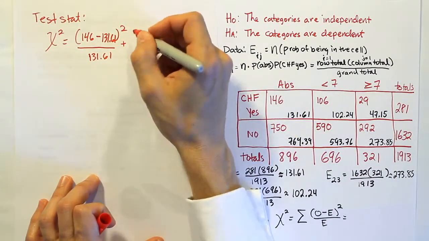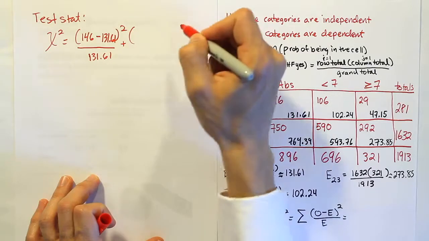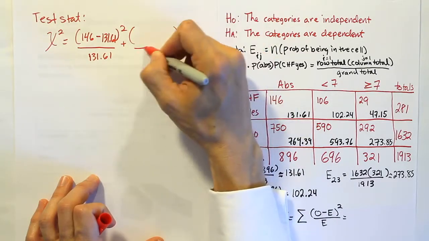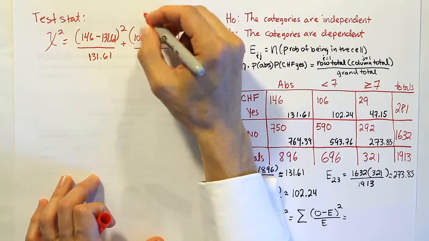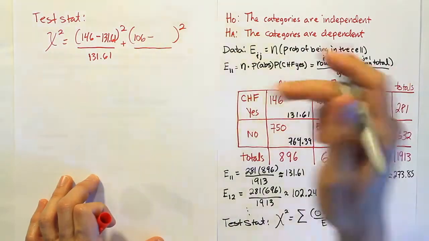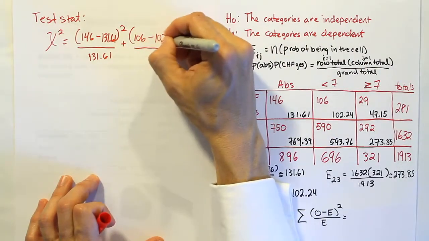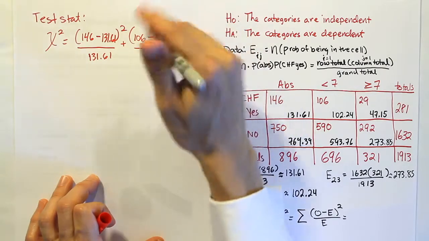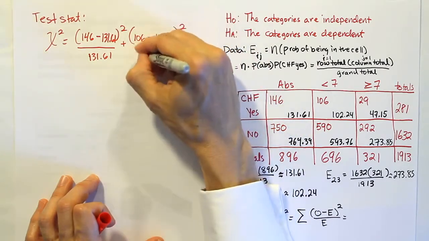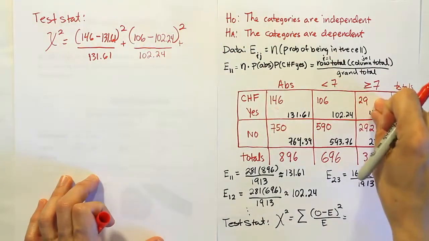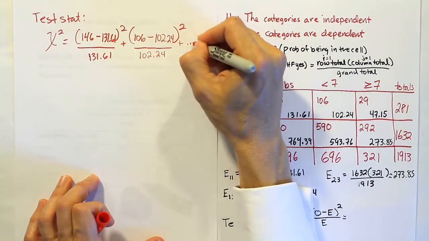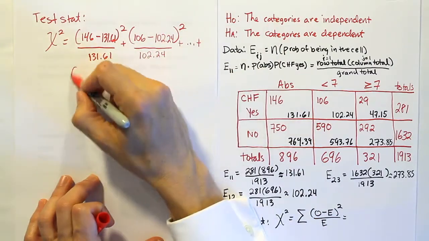Plus, then we fill in our second fraction. And how would our second fraction look? It'd look the same way, basically, but it would have 106 minus 102.24, squared, divided by that same 102.24. Plus, then we would do this one, right? I'm just going to say dot, dot, dot, and then just do the last one for us.